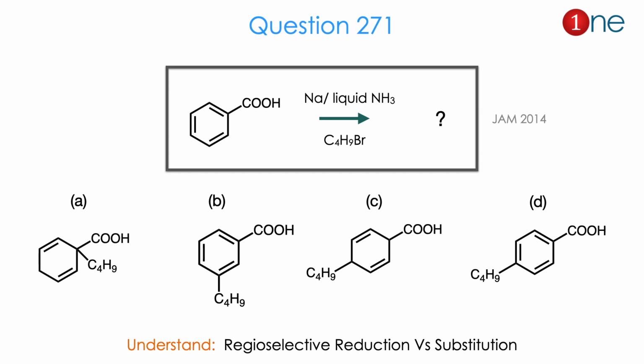Let us see the first question. They are giving benzoic acid. They are treating it with sodium in liquid ammonia and butyl bromide. Here they are asking which product is formed from the reactants. A is the reduced product with C4H9 near COOH. In B, C4H9 is in meta. In C, C4H9 is in para. In D, there is no reduction, only C4H9 attachment and substitution.